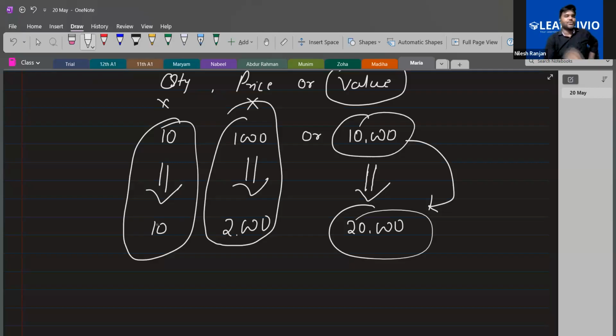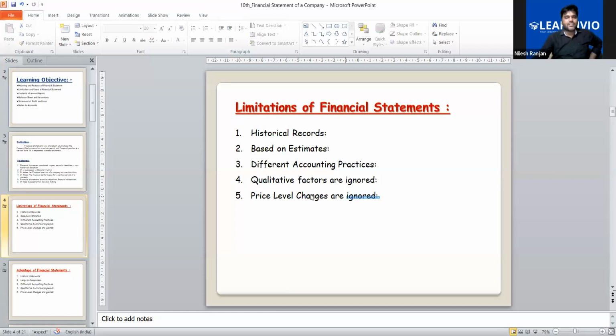Yes. So that is what price label changes are ignored. It means we never record the quantity and the price. We only record the value in our financial statement, and that is not a good thing. Is that clear? Yes. Please write this also. Okay.